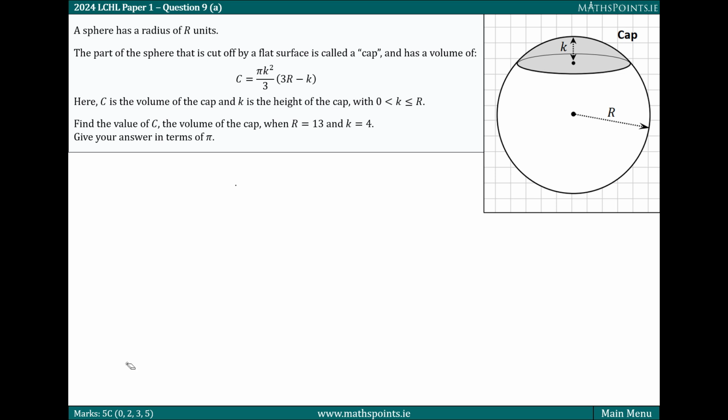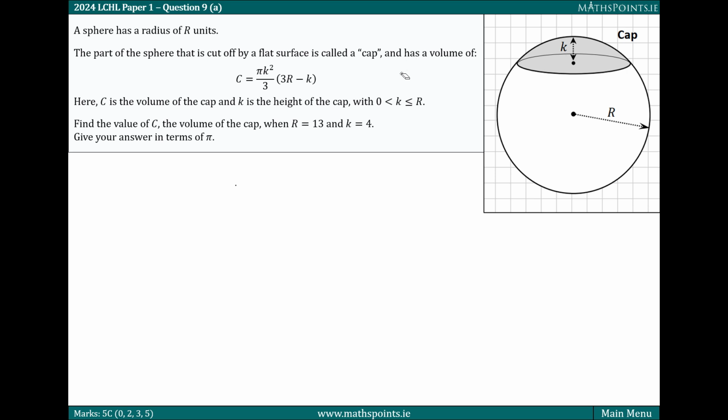So this is an area, perimeter and volume question, and the interesting thing about this is it's not a formula that we would be familiar with, the volume of a cap. A cap being when you take a sphere and you cut a flat surface off the top of it, the volume of that piece that you've cut off, that's the volume of the cap.